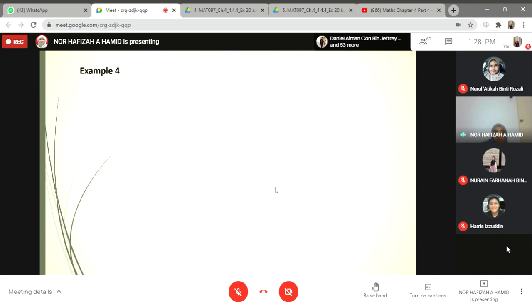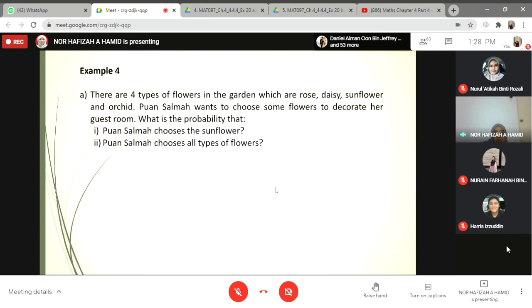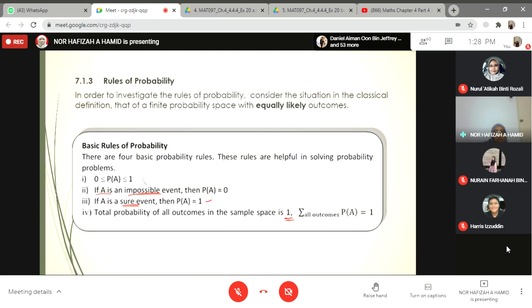So these rules apply to everything. We have 3 types of probability, right? You have classical, empirical and subjective. So the rules apply to all three.